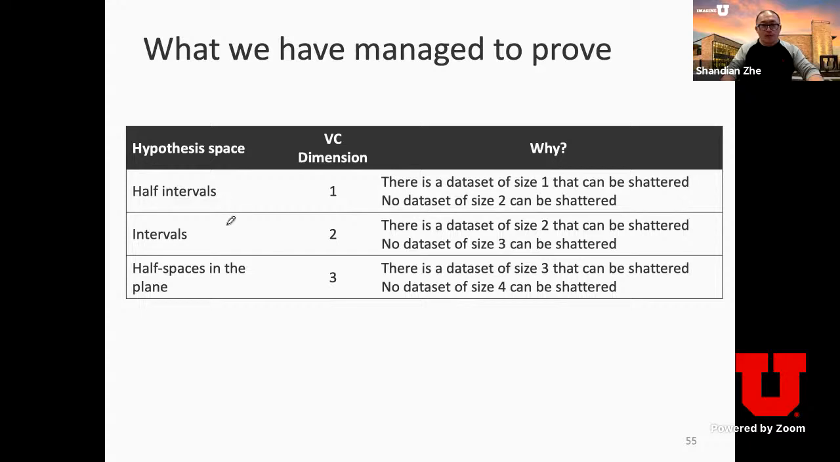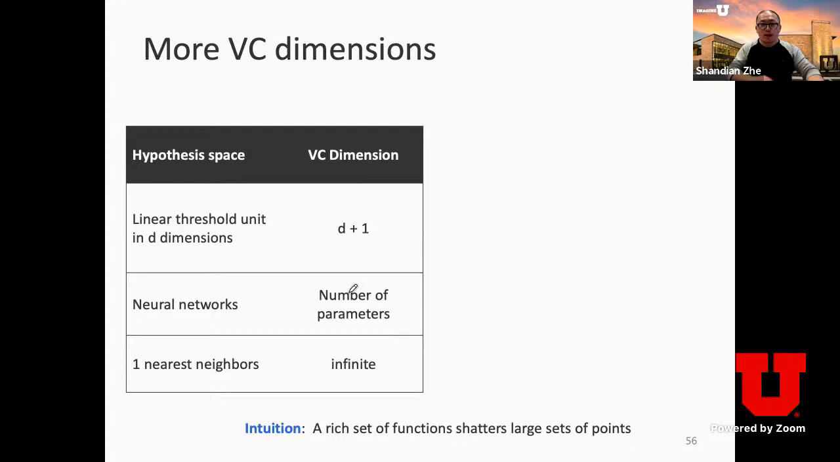Like half intervals, which are the left bounding intervals we just mentioned. We know that the VC dimension is 1. Everybody can prove this. For intervals, the VC dimension is 2, and half spaces in the plane, which are linear classifiers in the plane as we just mentioned, have VC dimension 3. In general, for linear classifiers in d dimensions, the VC dimension is d plus 1. To show this, you might need some techniques.